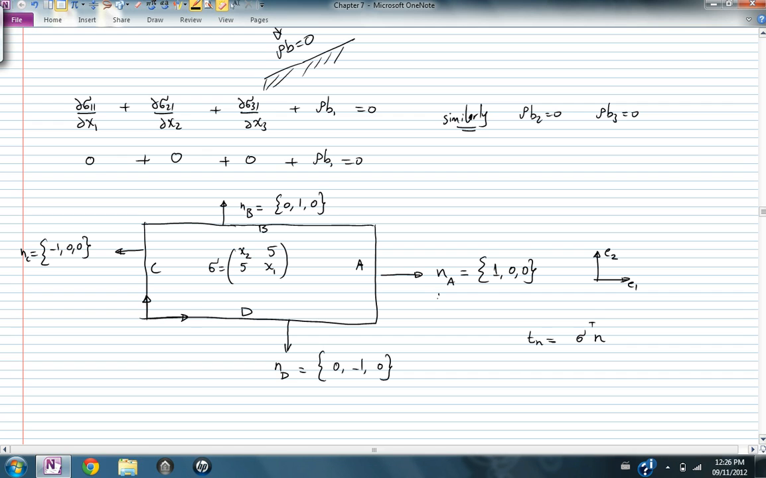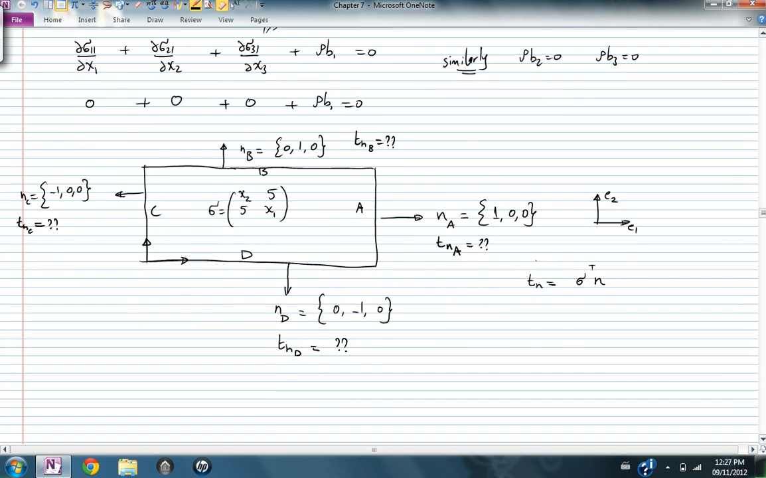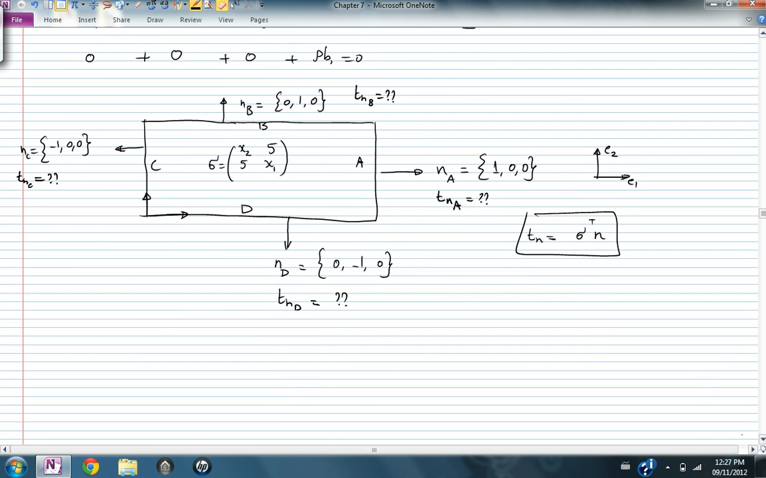Now, I would like to find T and A, T and D, and T and B, and T and C. I know that the traction vector on any surface is equal to the transpose of the stress matrix multiplied by the normal vector. So this is equal to x2, 5, x1, and NA is equal to 1, 0. I'm only utilizing the in plane. Everything is happening in that plane. So this is equal to x2, 5.